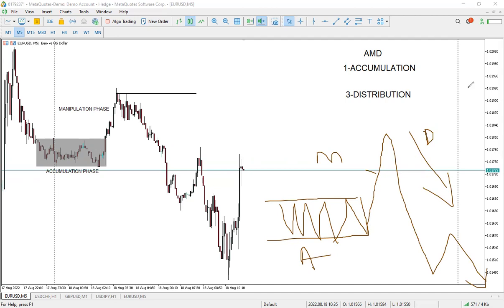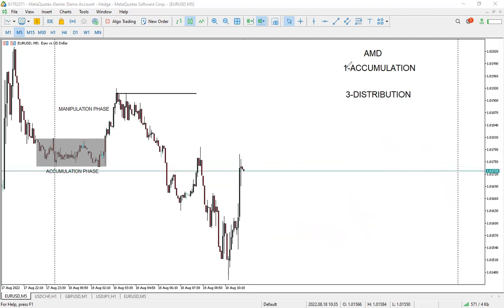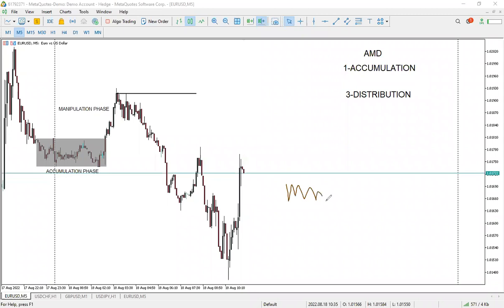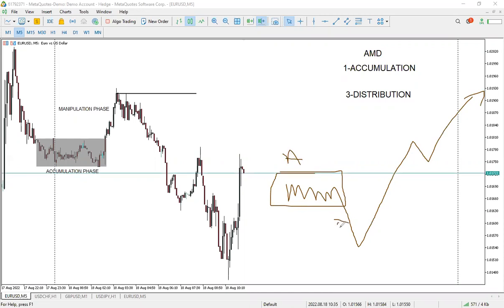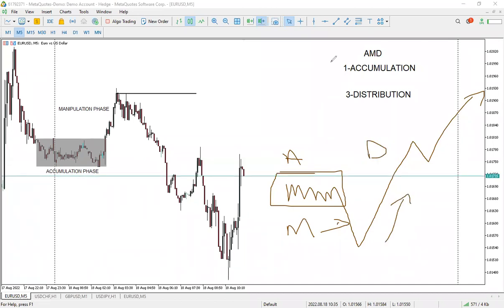So it's a vice versa. You can take a screenshot of this. You will see what I'm talking about. Or sometimes it will do this. It will accumulate, and then it breaks down, and then it starts going way up. So this is gonna be the level of accumulation. It accumulates, and then this one, it's gonna be what? Our manipulation. And then the moment it goes up, it's gonna be our distribution, simple like that.